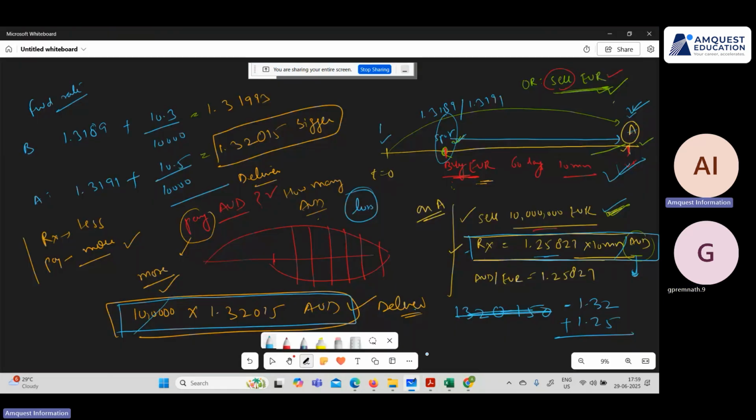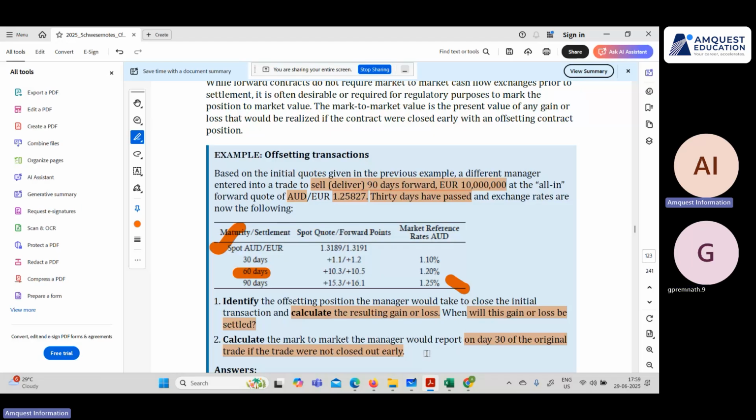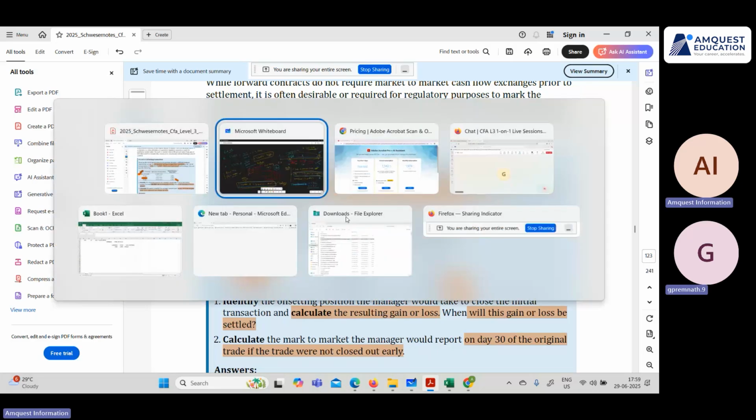If this is P, this is Q, and this is, let's say, 60 as R, and this is obviously A, is it going to be P, Q, R, or A? This is 0, this is 30, this is 60, and this is 90. It'll be Q. So basically, the mark-to-market the manager would report on the 30th day of the original trade, from T equal to 0 to T equal to 30, is at Q.